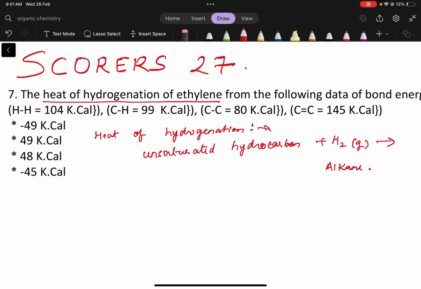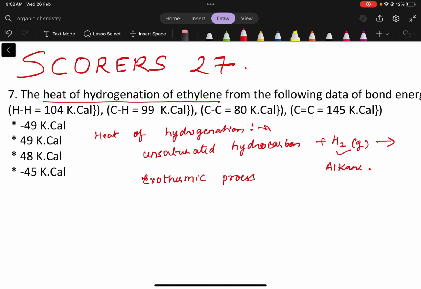Now, heat of hydrogenation is used to study the stability of these unsaturated compounds. It is inversely proportional to the stability of the alkene. In a simple sentence, hydrogenation is a chemical reaction that adds hydrogen to an unsaturated compound to make it saturated. This process is exothermic, which means that it releases energy.